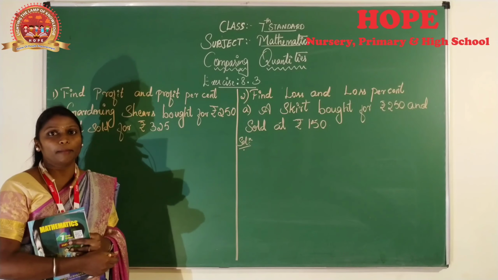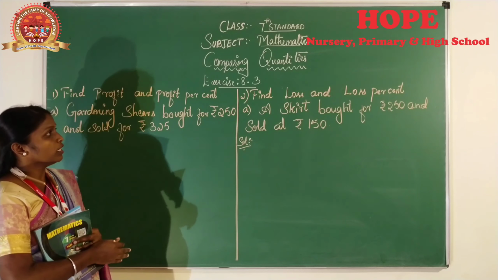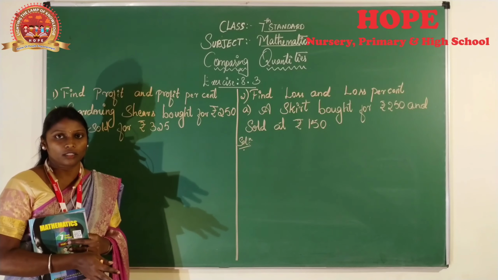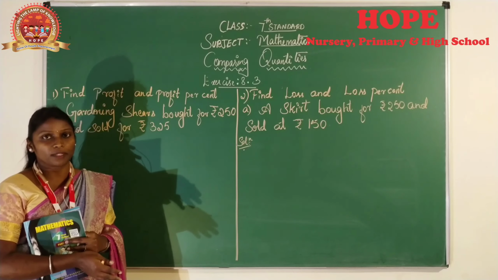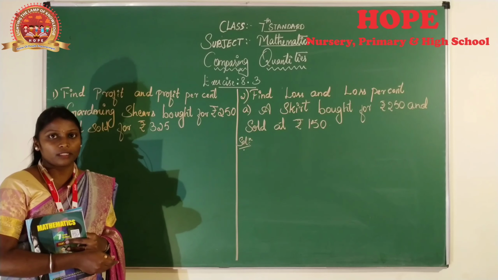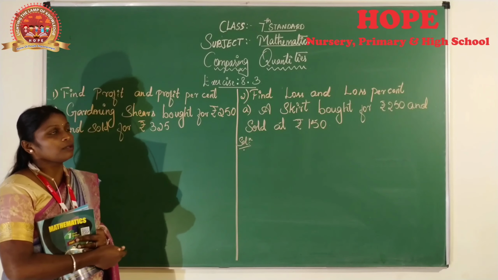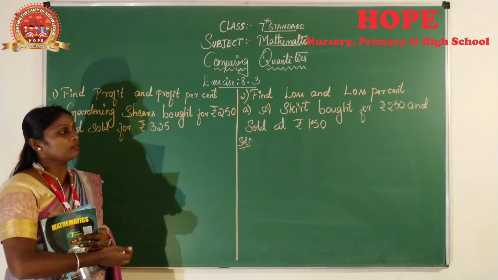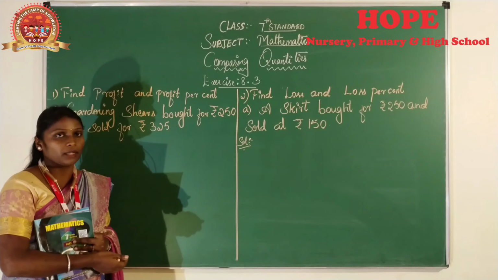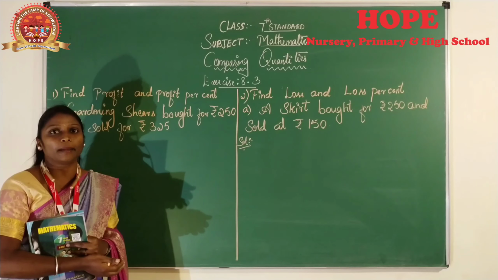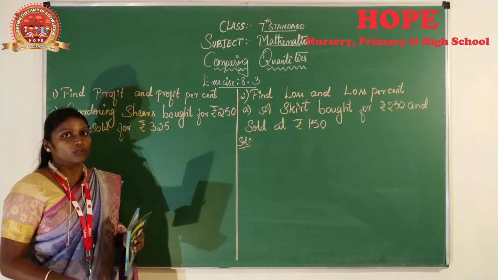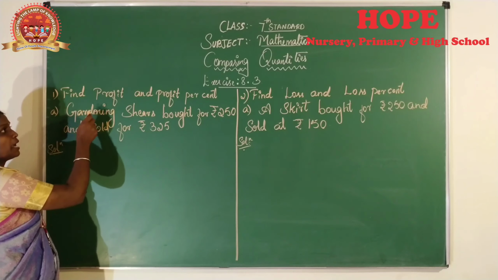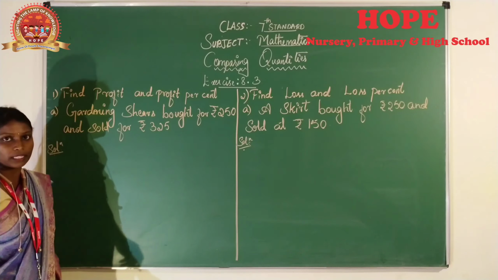Now we are continuing with the same chapter, comparing quantities, but today we are going to solve exercise number 8.3. Mainly this exercise deals with profit, loss, profit percentage, loss percentage, and interest. We are going to solve a few problems related to comparing quantities in exercise 8.3. The first question given to us is find profit and profit percentage.